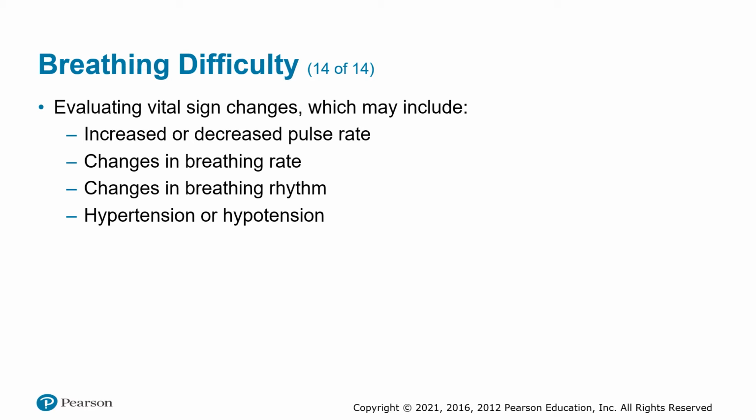So, vital sign changes with patients who are having difficulty breathing. They can have an increased or decreased pulse rate. If they have an increased rate, that means the body is compensating. If they have a decreased pulse rate, that means the body is not compensating as well. They can have a change in rate and rhythm. They can have hypertension or hypotension as well.